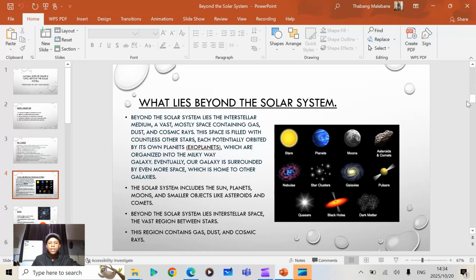The solar system includes the sun, planets, moons, and smaller objects like asteroids and comets. Beyond the solar system lies interstellar space, the vast region between stars. This region contains gas, dust, and cosmic rays. I made a picture here of how stars, planets, moons, asteroids, and comets look. Here's a visual picture showing how they look, and these are the objects that are found in the solar system.